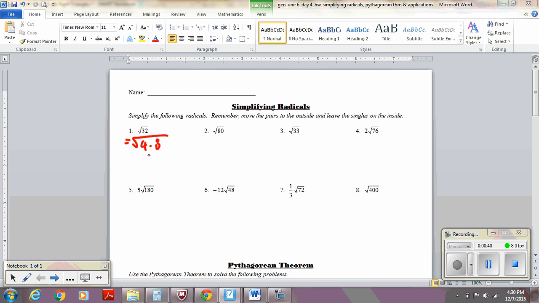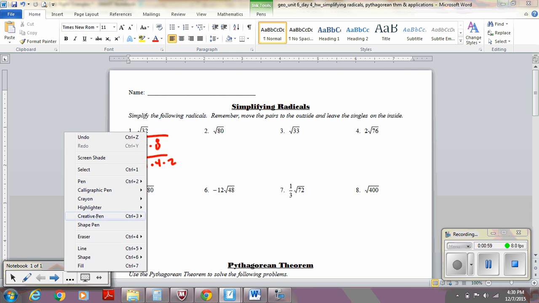8 can be broken up even further into 4 times 2, so that means I'll have that first existing 4 plus the 4 from my 8, and then 2. So altogether, 4 times 4 times 2 would make up 32.